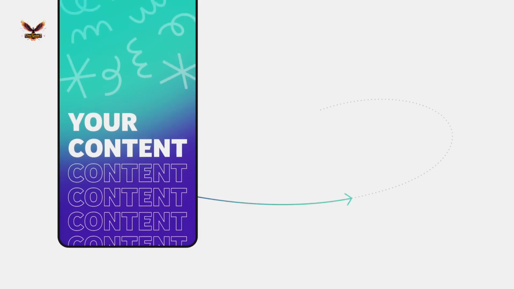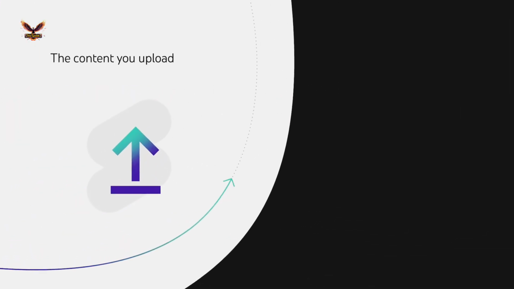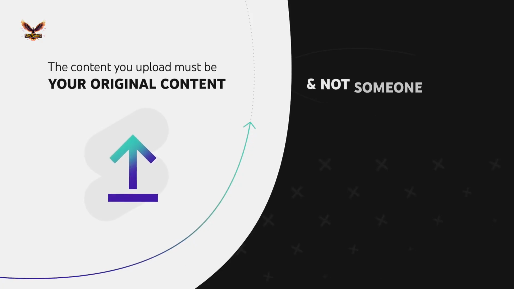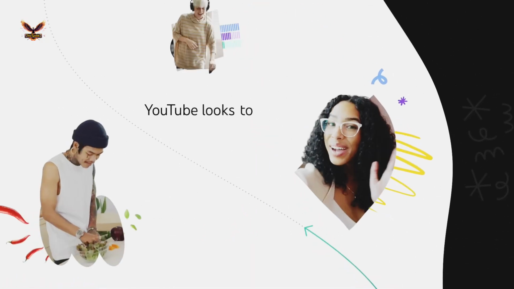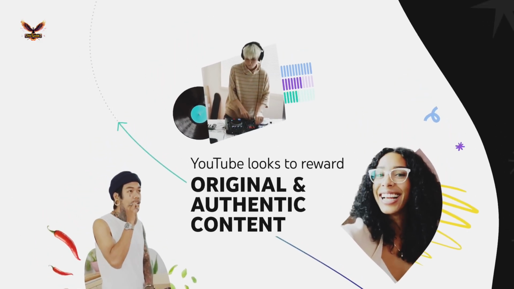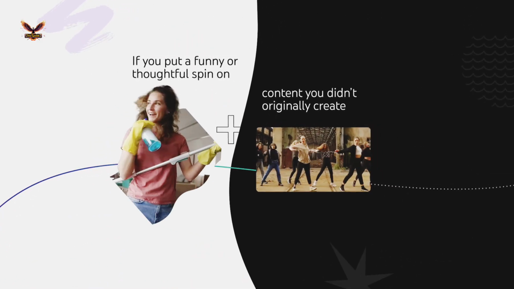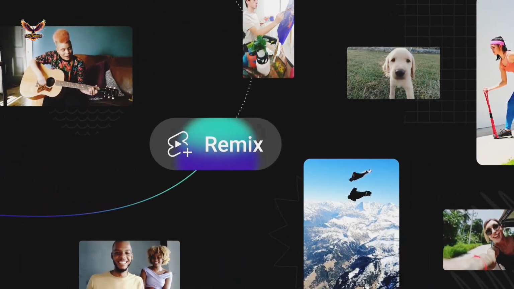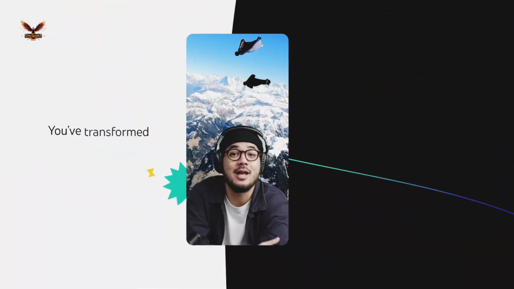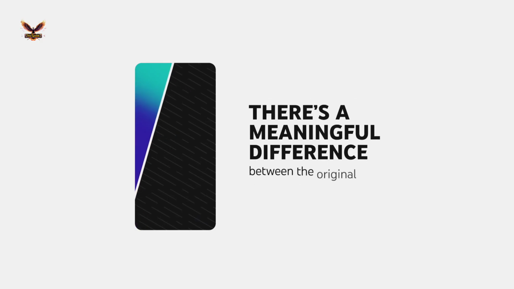Your content also must follow YouTube's originality policy, which means the content you upload must be your original content and not someone else's. YouTube looks to reward original and authentic content that adds value to viewers. If you put a funny or thoughtful spin on content you didn't originally create, say for example by using our remix tools, you've transformed the content in some way. In other words, we allow reused content if viewers can tell that there's a meaningful difference between the original video and your video.